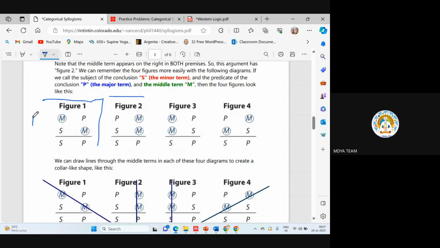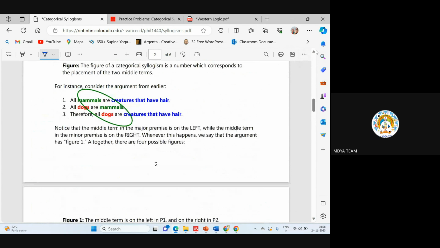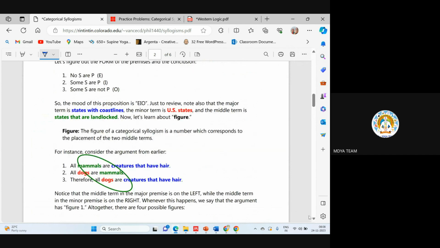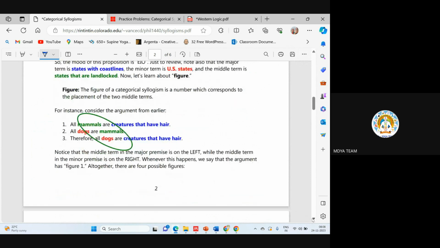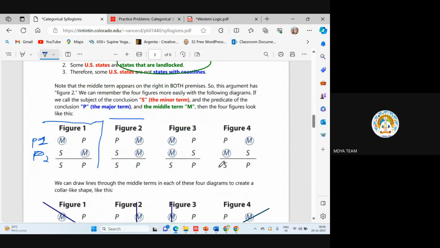Okay, this is your P1. These all are your P1 and these all are your P2. P1 and P2. It is not that one is the minor premise and one is the major premise. These all are your P1 and P2, as you can see in this PDF. Now, how will you decide the figure of a categorical syllogism? If your middle term is present in the subject of P1 and the predicate of P2, then it will be called figure 1.